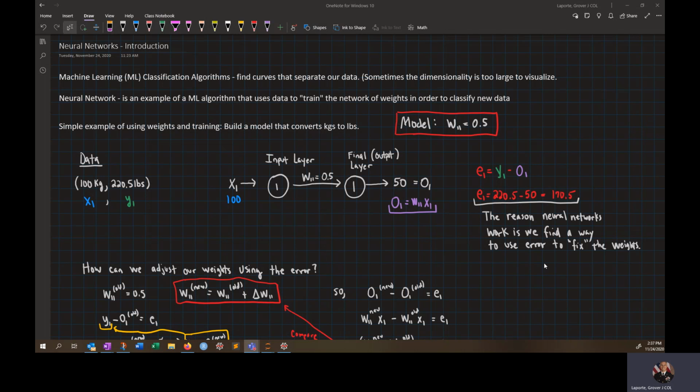This big idea right here is one reason why I wanted to introduce this simple example, so that you understand that now I'm going to use this 170.5 in order to fix my W11, right? So that's my model right now. Nothing else persists in this thing. The data kind of goes away after you use it, but using that error in order to update my weights is really what we want to do.